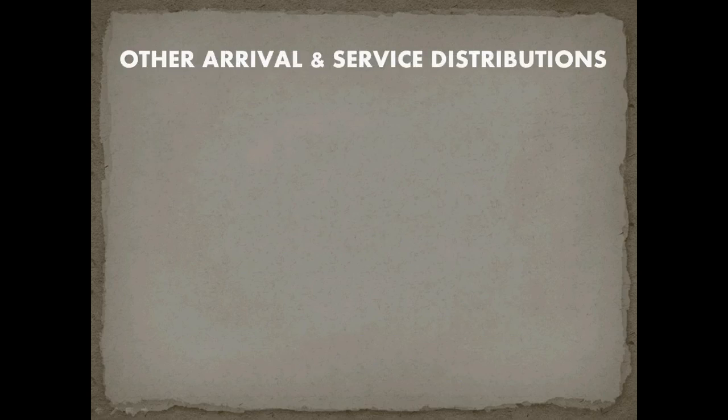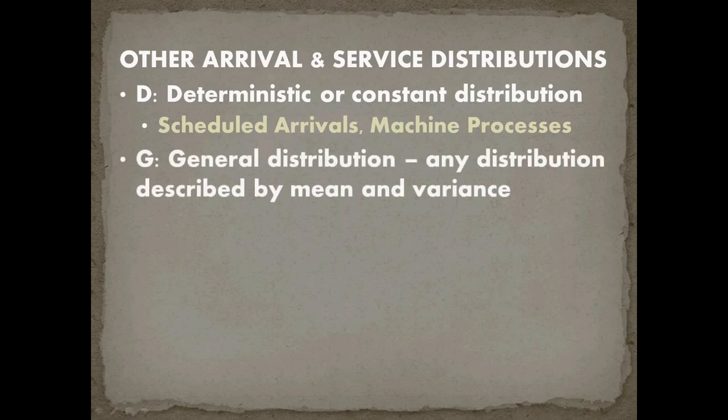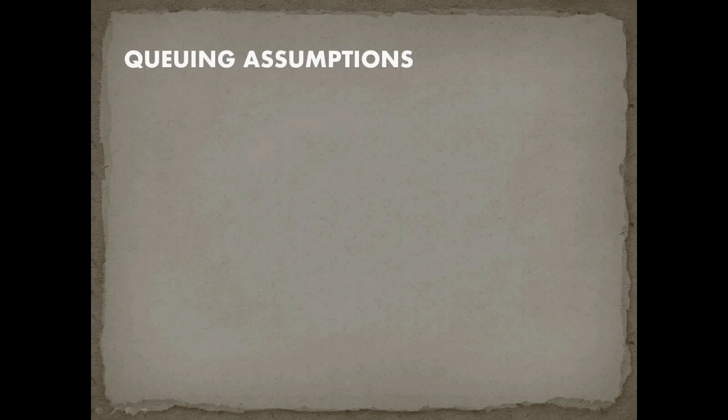So what are other arrival and service distributions our model can cover? Deterministic models are one that's common. In these models, what if I could schedule my arrivals, or if I'm being provided service by a machine process, so it takes an exact amount of time every single time? That's deterministic. Alternatively, there's general, and general distributions are any distribution with a mean and variance. So normal distributions or gamma distributions can also be modeled by our analytic models.